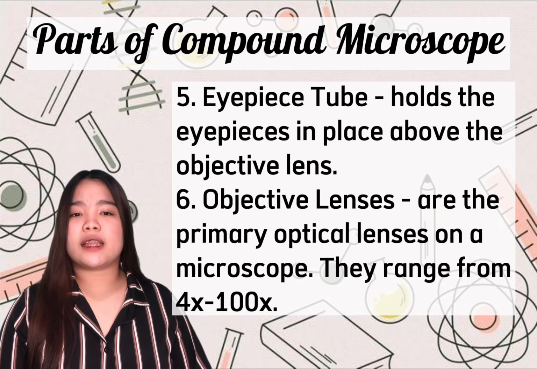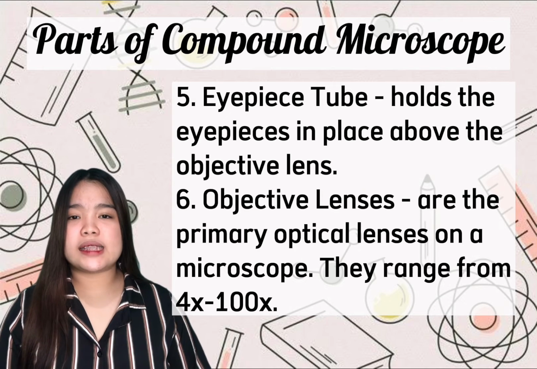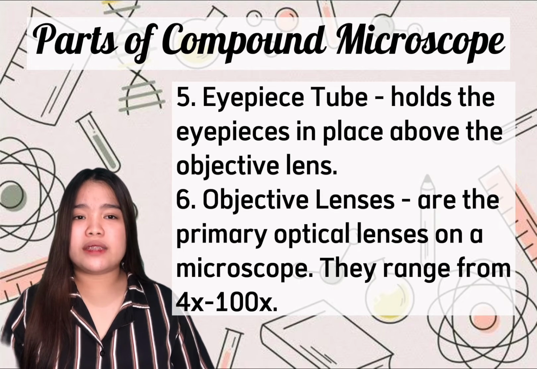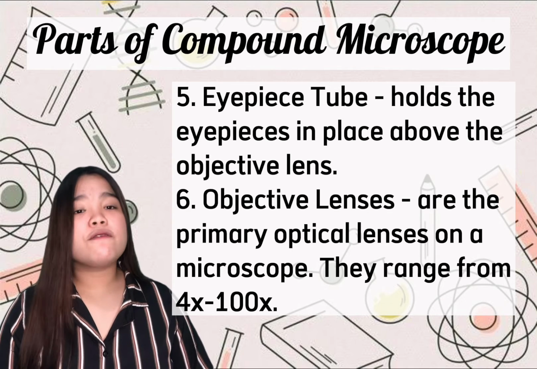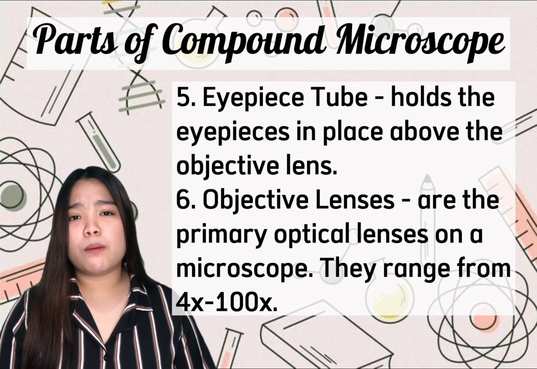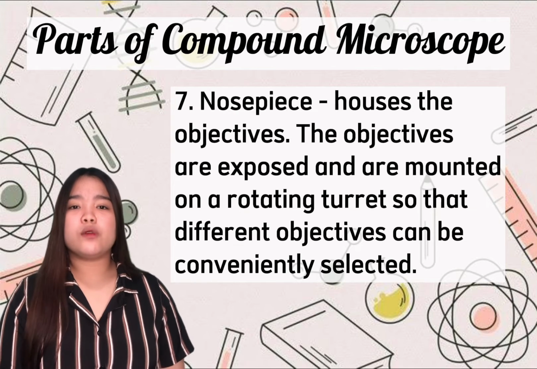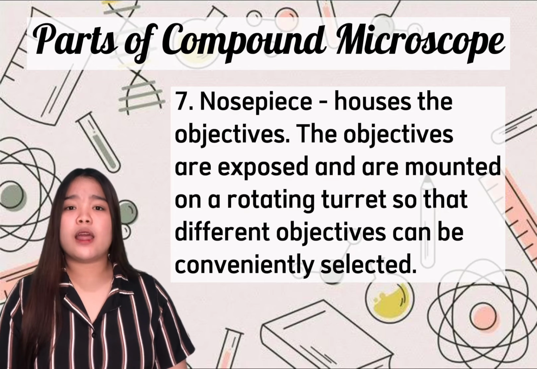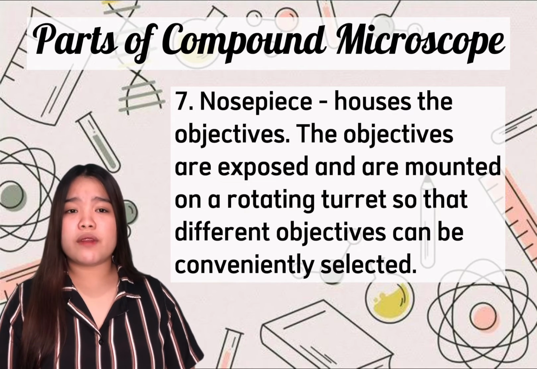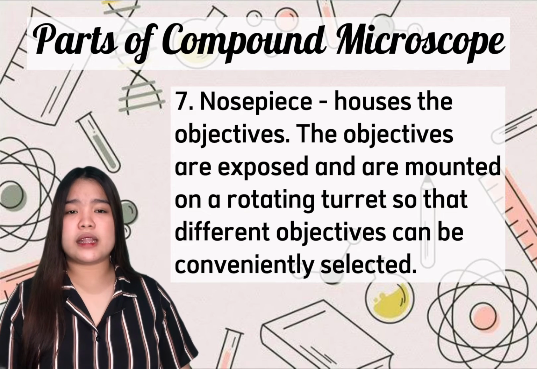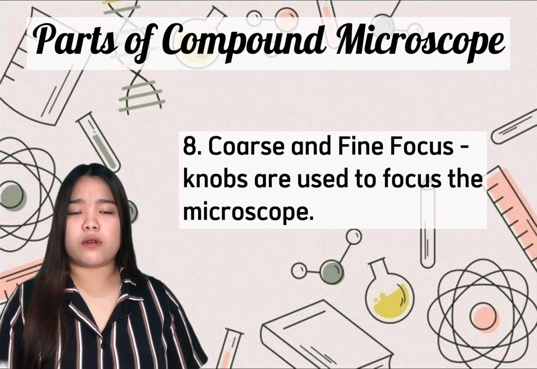Sixth is the objective lenses. Objective lenses are the primary optical lenses on a microscope. They range from 4 times to 100 times and typically include 3, 4, or 5 lenses on most microscopes. Seventh is the nosepiece. The nosepiece houses the objectives. The objectives are exposed and are mounted on a rotating turret so that different objectives can be conveniently selected. Eighth is the coarse and fine focus.